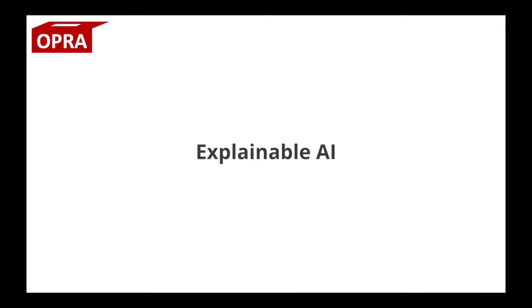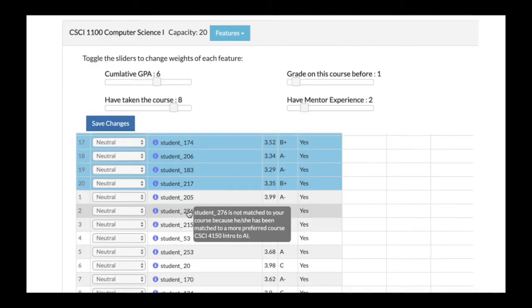The system also supports some explainable AI functionality. From their page, administrators can view reasons why a given student was or was not assigned to a given course. For example, a student wasn't assigned to the given course because they were instead assigned to another course that was ranked higher by that student.